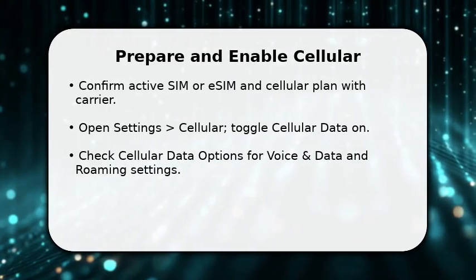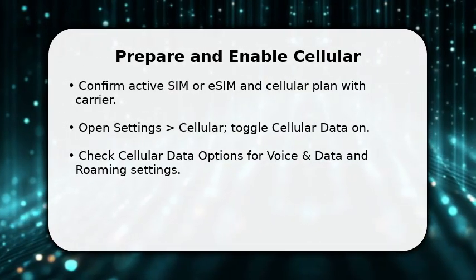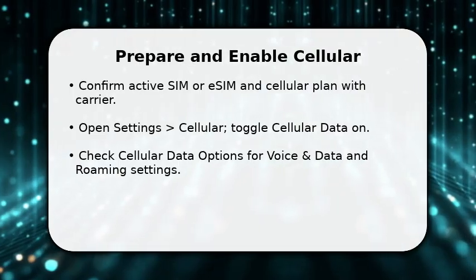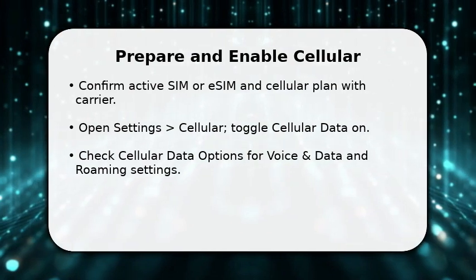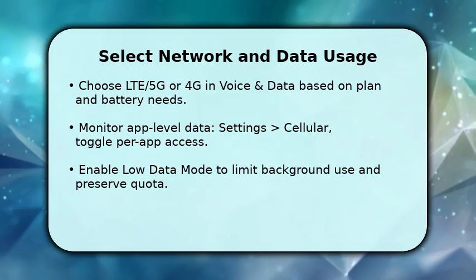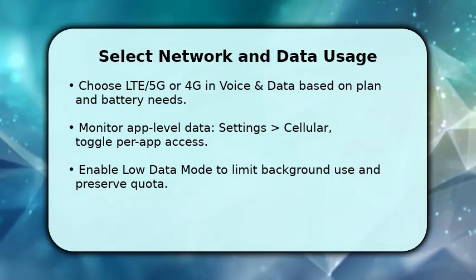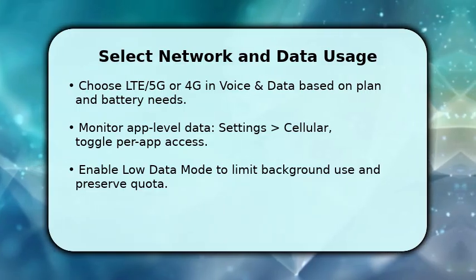Here you choose voice and data preferences and enable data roaming if you'll use networks abroad. You're doing this now so the phone can connect automatically when Wi-Fi is unavailable, saving time in the next steps. Once Cellular is enabled, pick the right network type, 5G or LTE, under voice and data so you get the best speed versus battery trade-off for your plan.